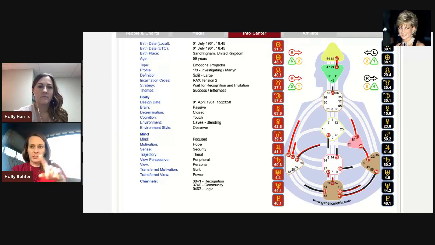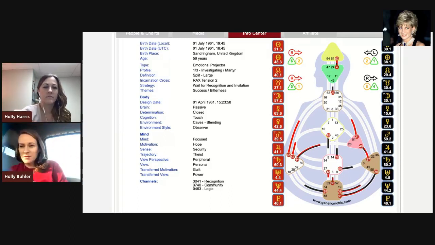So the incarnation cross is the 39, the 38, the 21, and the 48 for her. So the conscious sides are in the first line, and the unconscious are in the third line.